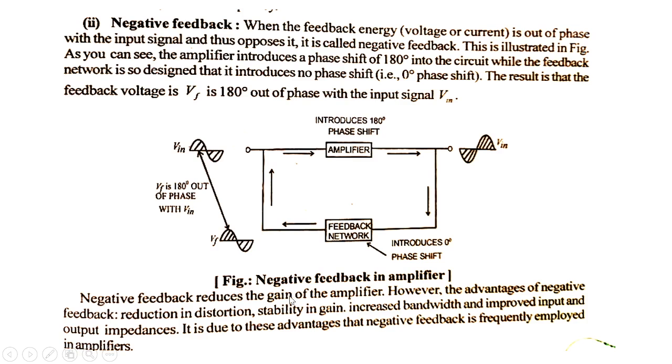Negative feedback reduces the gain of the amplifier. However, the advantages of negative feedback are reduction in distortion, stability in gain, increased bandwidth, and improved input and output impedance. It is due to these advantages that negative feedback is frequently employed in amplifiers.